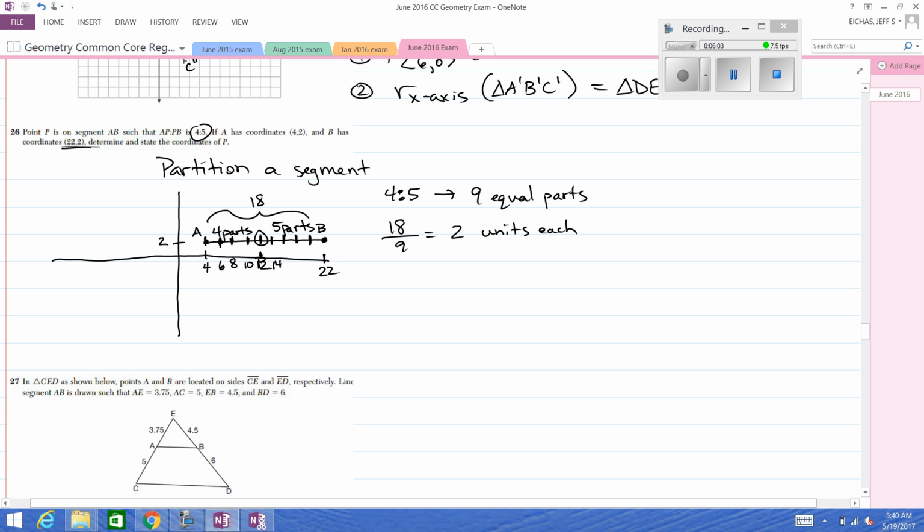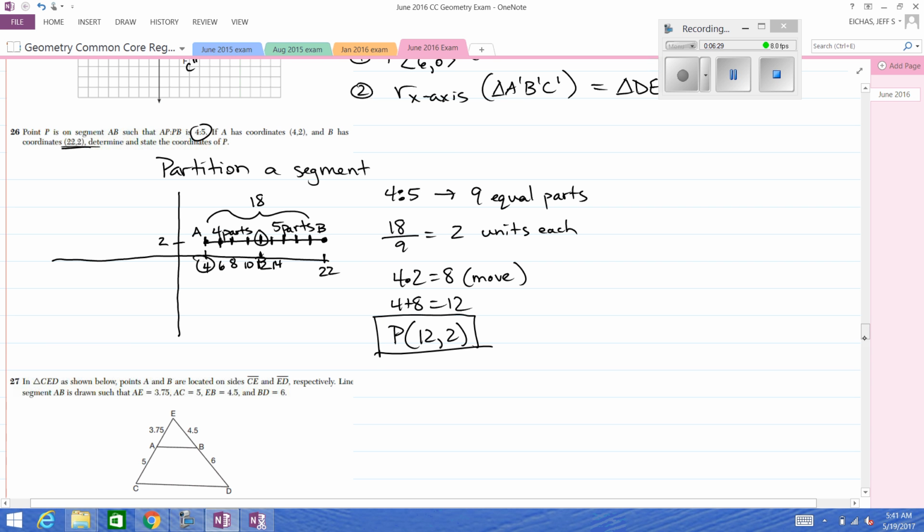Okay, so right there, that's where P is. It's looking like 12. One way to do this is to say 4 times 2 is 8, and 4 plus 8, because we're starting at 4, is 12. So the point P is going to be (12, 2). There's no movement in the y direction. It's all x.